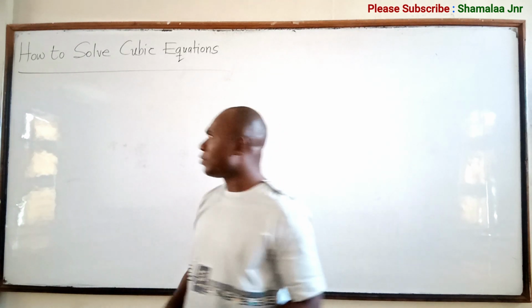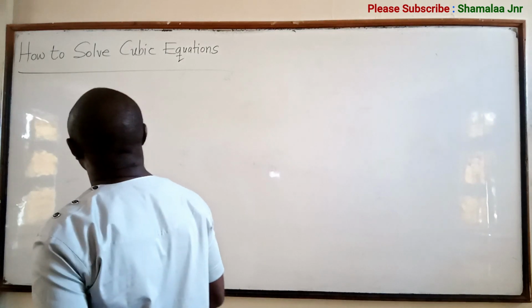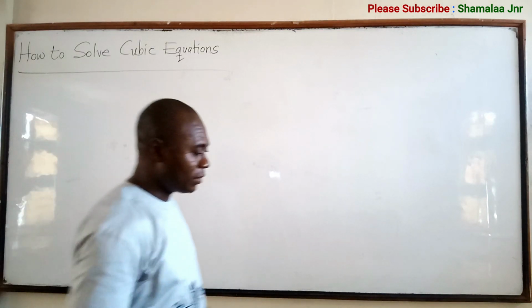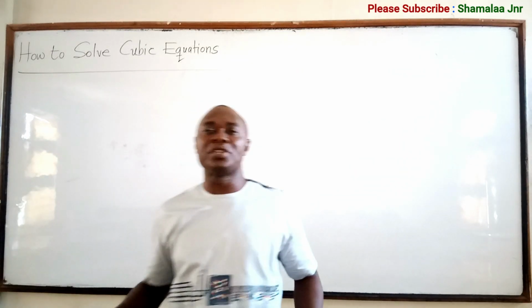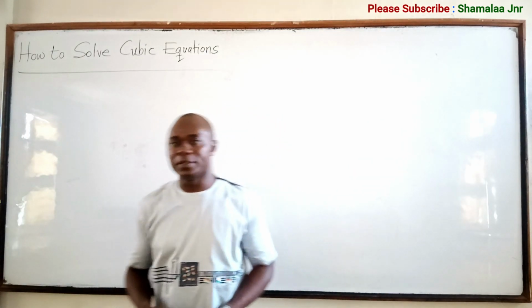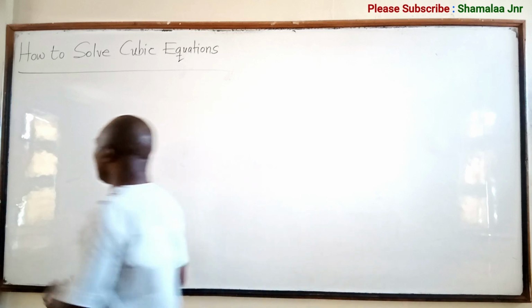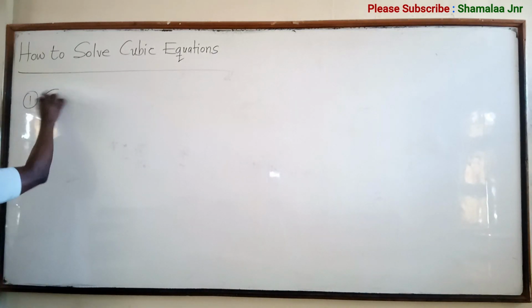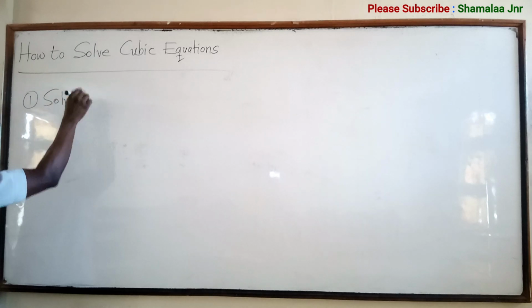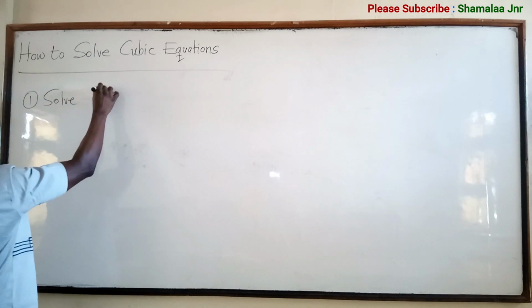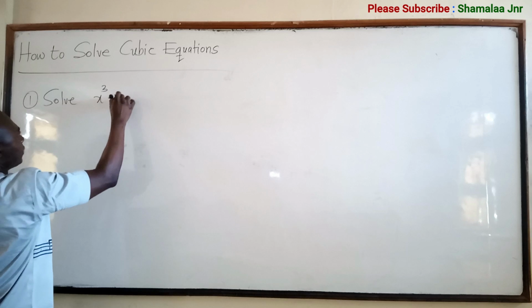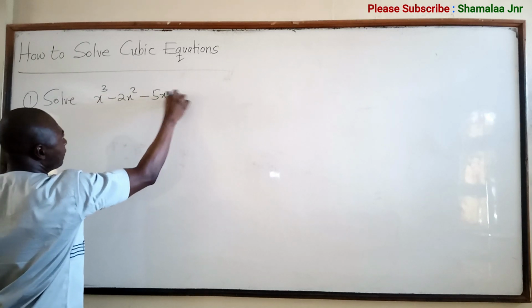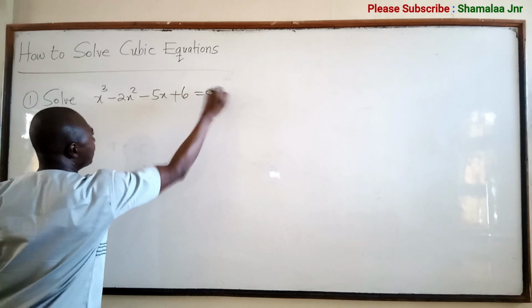Today I want us to look at how we can solve cubic equations. When you are given a cubic equation, how do you solve it? Now let's look at the question here. You can say solve x cubed minus 2x squared minus 5x plus 6 equal to 0.